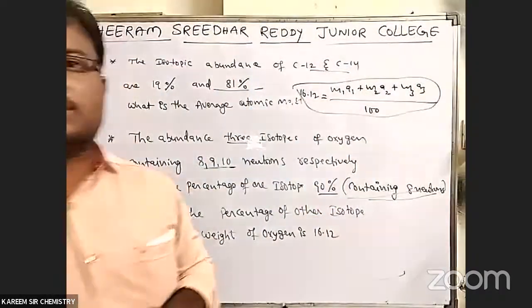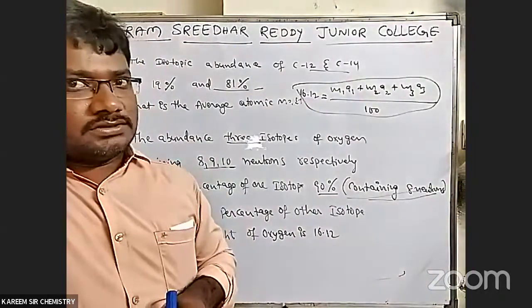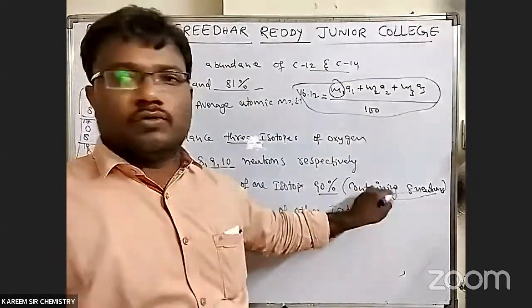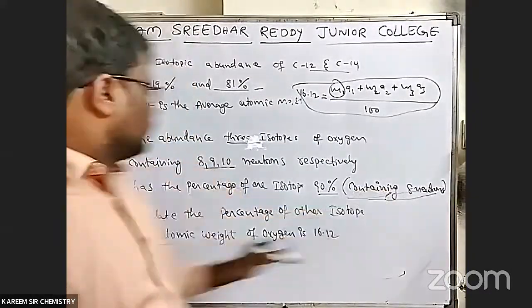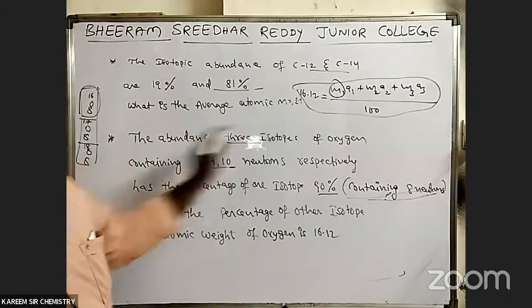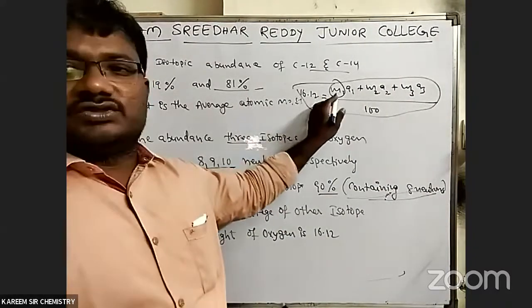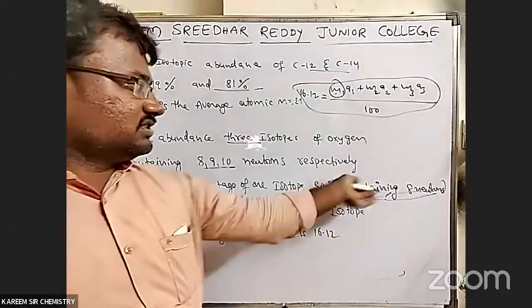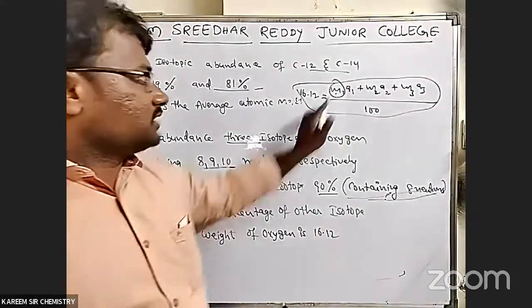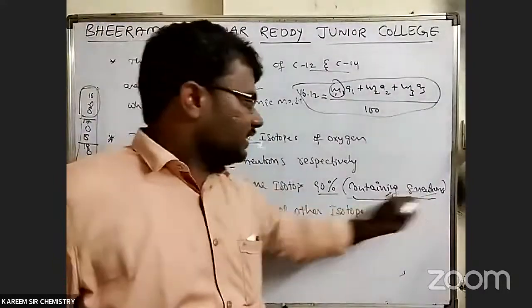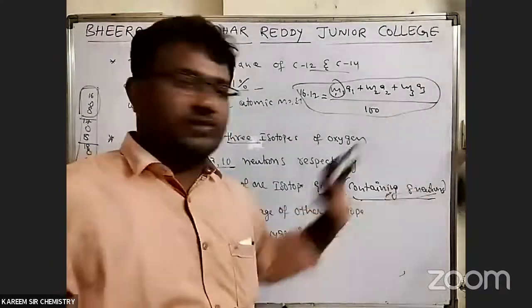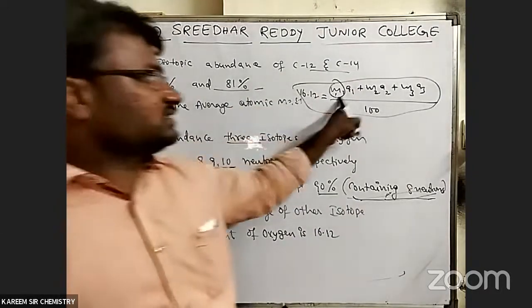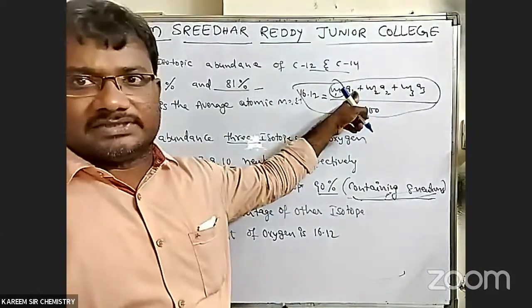See here, this is also simple. M1 is 8 neutrons, and that is 90%. 8 neutrons means 8 neutrons and 8 protons, so mass number 16 is 90%, because in the bracket the given 90% belongs to 8 neutrons.